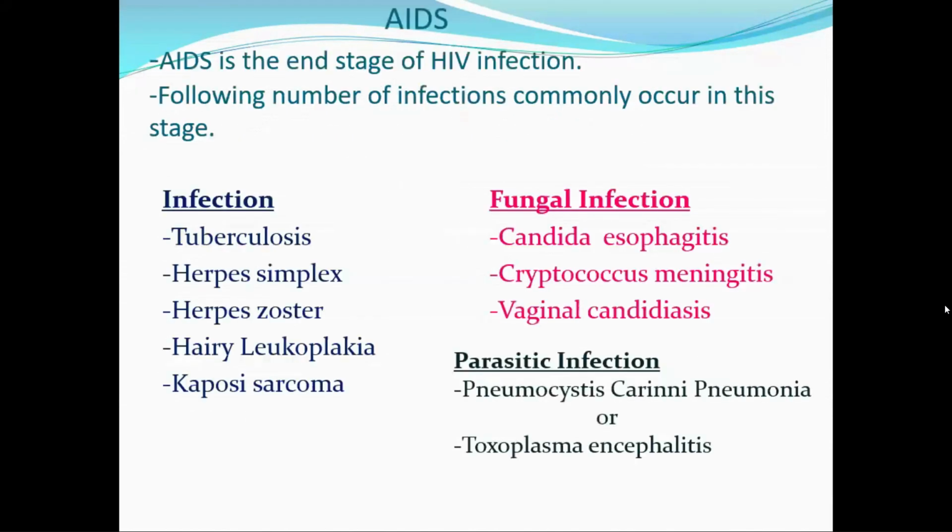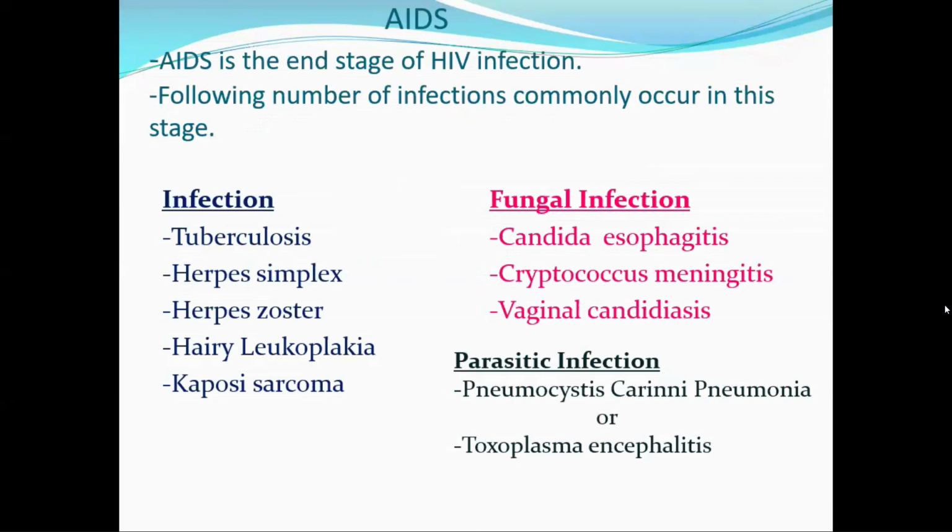And last is AIDS. AIDS is the end stage of HIV infection. So advanced stage. Here the infections may be tuberculosis, that is the OIs, opportunistic infections: tuberculosis, herpes simplex, herpes zoster, hairy leukoplakia, Kaposi sarcoma. So there is a reddish brownish type of tumor which is seen in the skin.